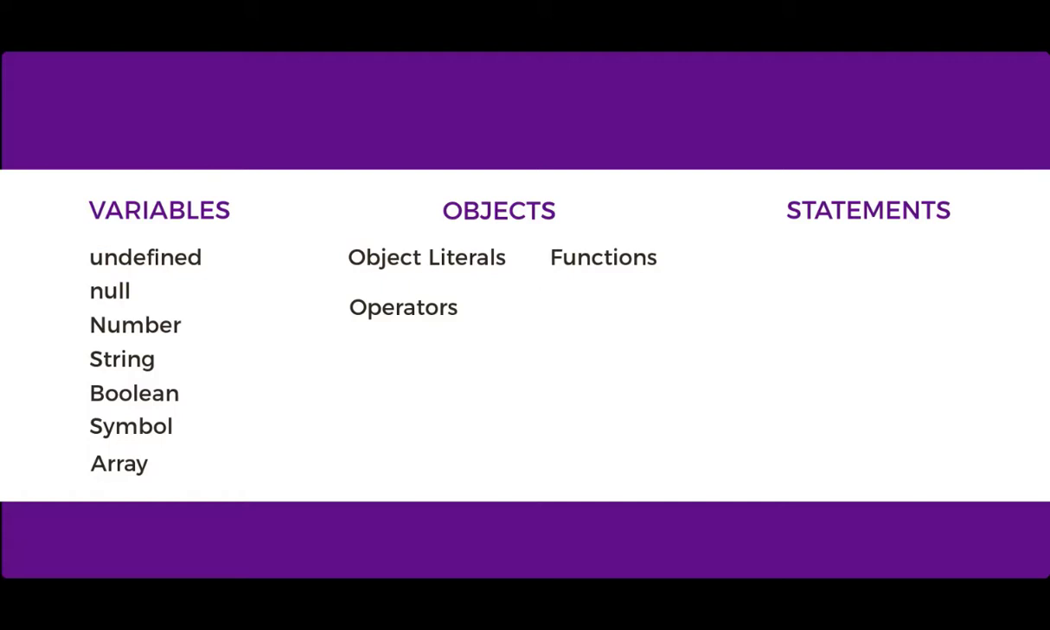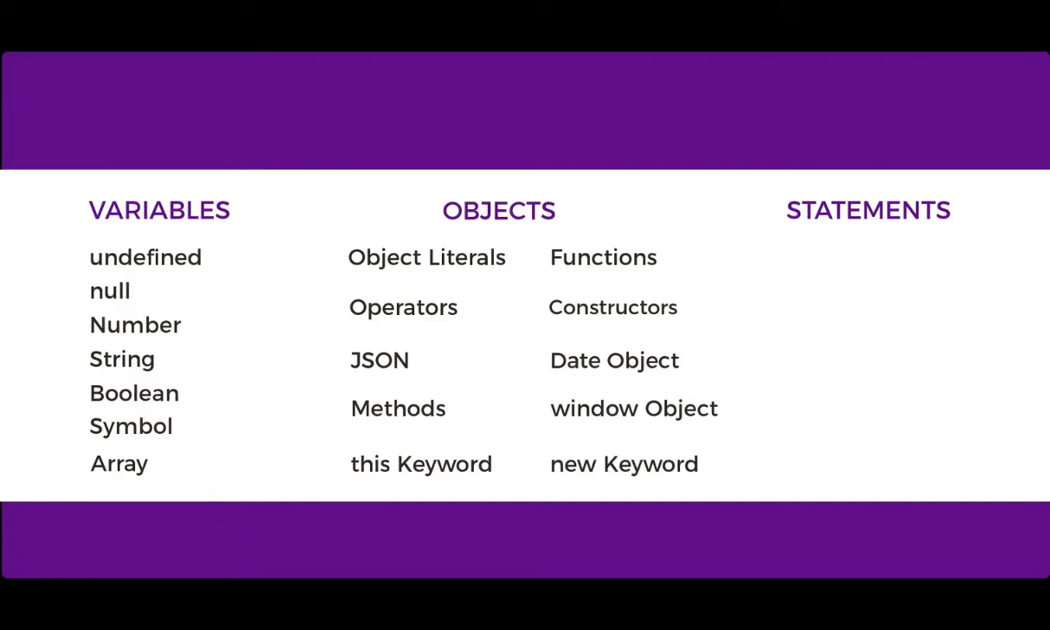So where were we? Constructors, JSON, okay? The date object, methods, the window object, okay? And then the this keyword and the new keyword. These are keywords, okay, used to invoke an object. But that invocation of an object is a function in itself, okay? It does work on the browser, on the JavaScript engine, to do something to something. So it is kind of like it does work as an object, if you will.